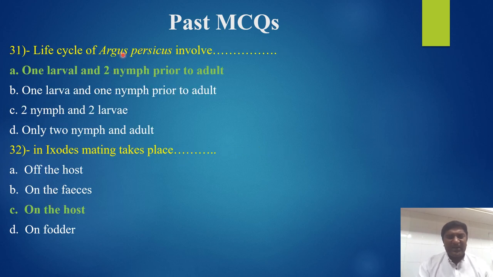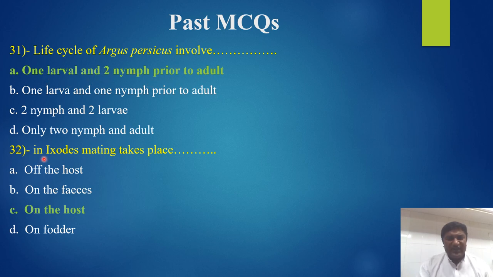Life cycle of Argas persicus involves dash. One larva and two nymphs prior to adult. One larva and one nymph prior to adult. Two nymphs and two larvae. Only two nymphs and adult. So the best answer is one larva and two nymphs prior to adult. This one is the answer. Please focus on this point.